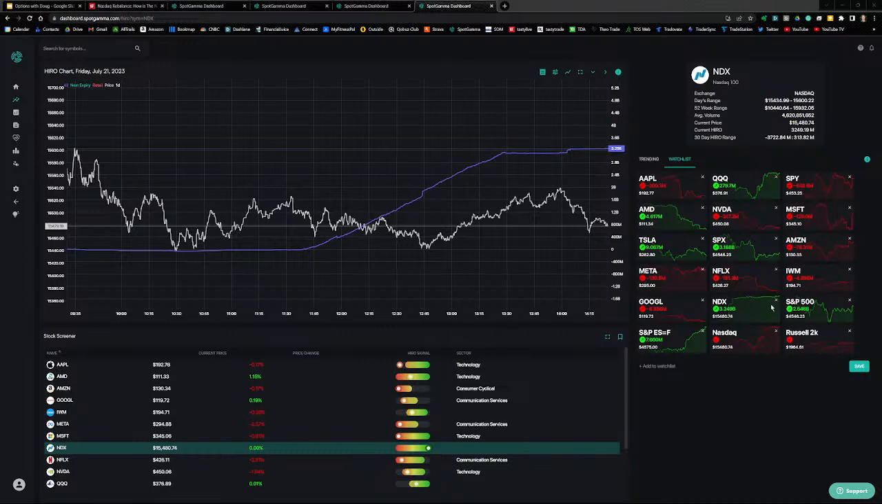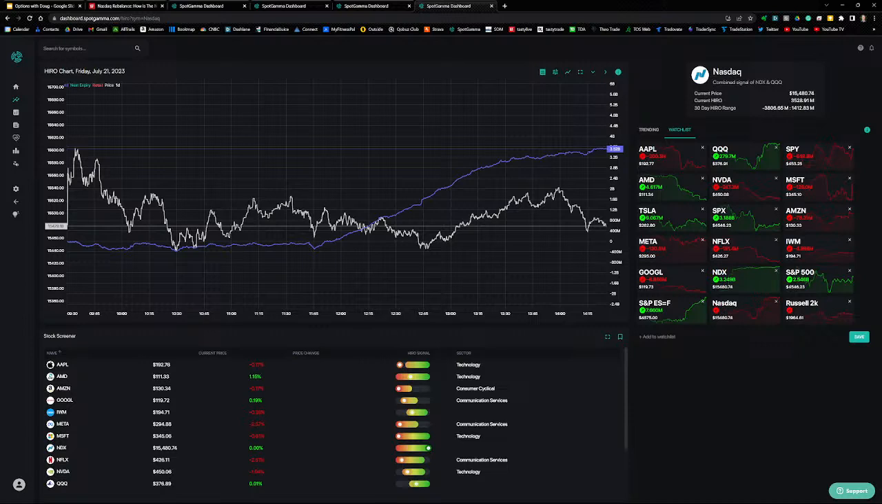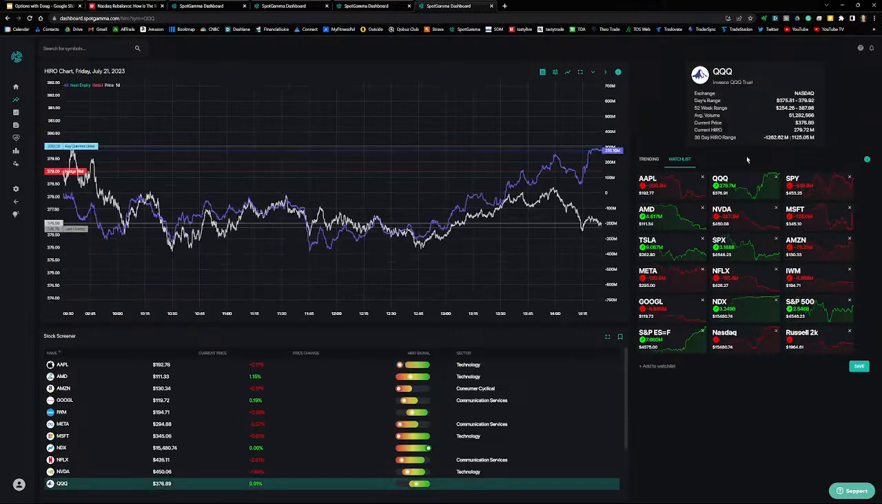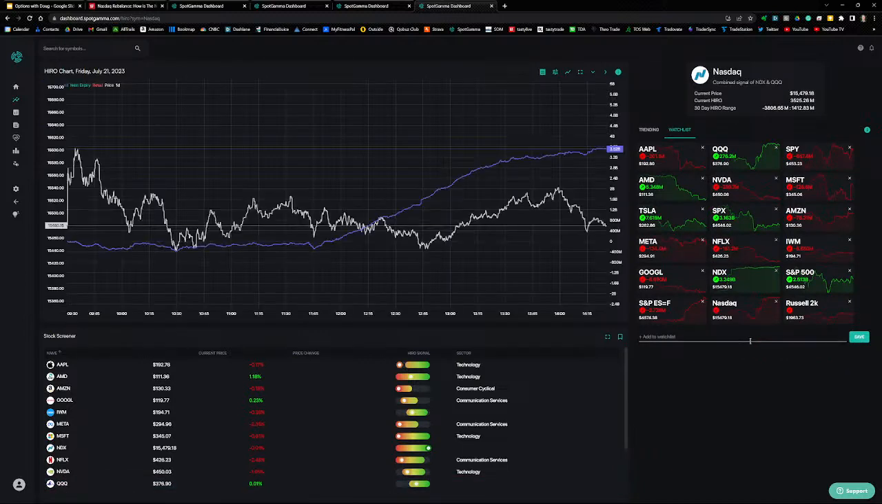Let's take a look at the total signal, and that will probably look just about the same. Still rising a little bit. It looks like traders may be taking positive delta positions in QQQ again. Let's go back and take a look at Nasdaq.